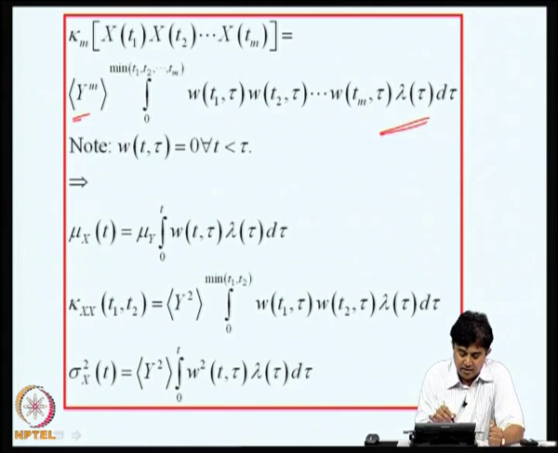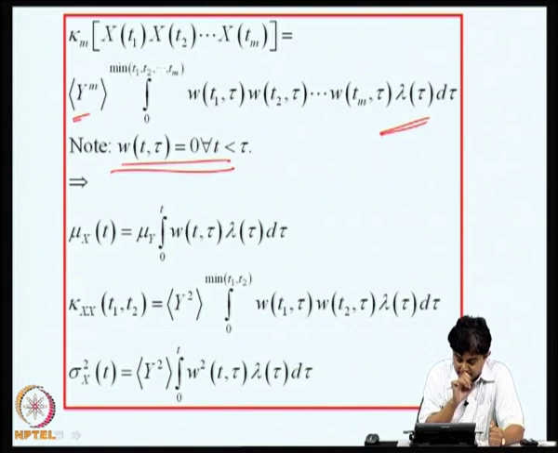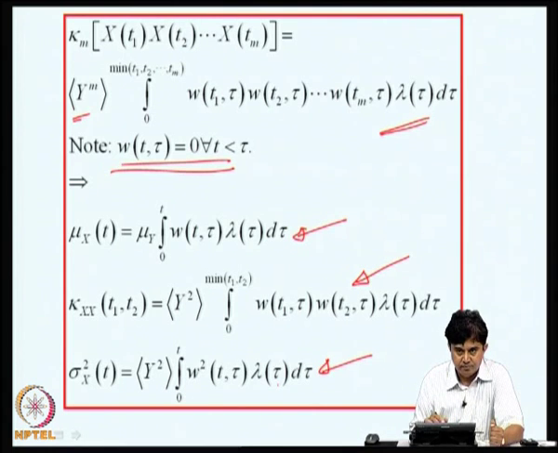Now, the integral upper limit is the minimum of T1, T2, ..., Tm, simply because of this definition; you can verify that it is indeed true. And from this, if we look at the mean, the first cumulant, it will be given by this, and the second cumulant is given by this. The second cumulant is nothing but the covariance. So, from this we can compute the variance and we get it in this form.